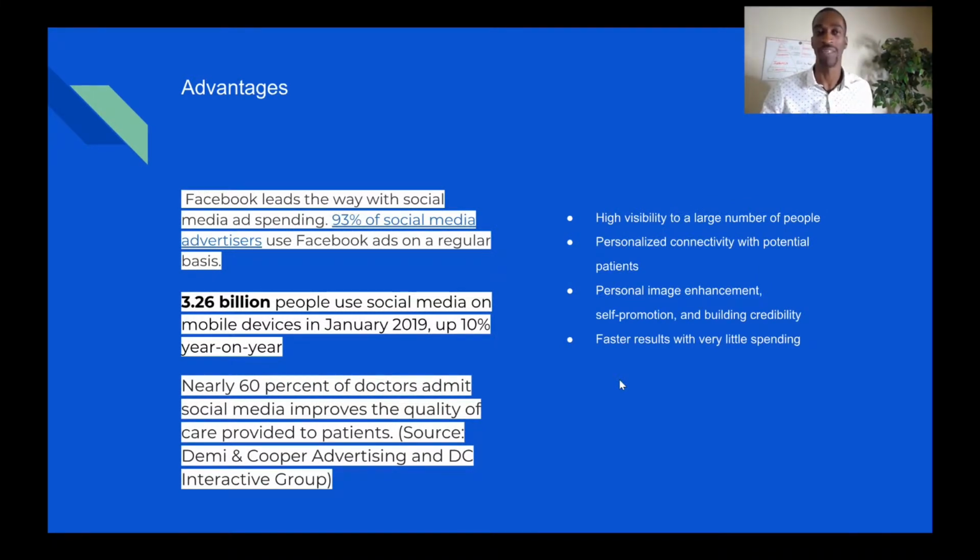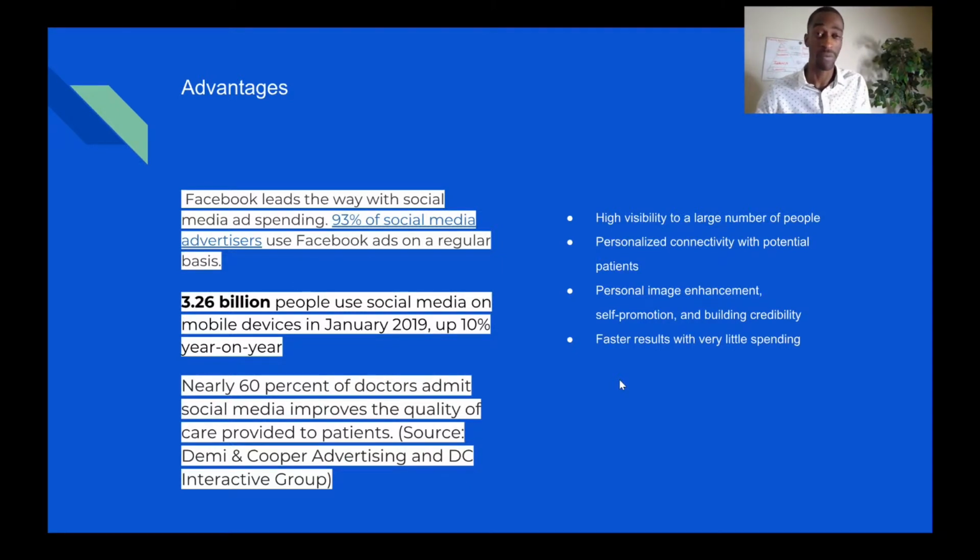The advantages with Facebook advertising: it's on Facebook, it's on Instagram, and for retargeting, there's an audience network where Facebook has partners who retarget your ads on websites that you probably go to. The good thing about Facebook is it leads the way with social media ad spending. 93% of social media advertisers use Facebook ads on a regular basis.